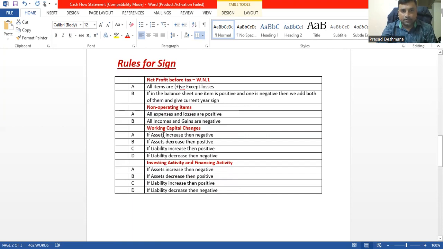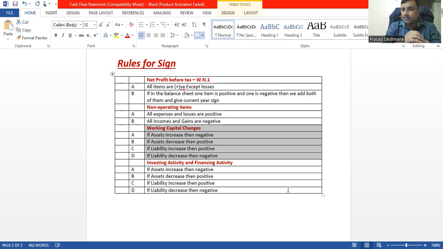Rules for the working capital. If assets increase, then negative. What is the logic? Asset increase, we just discussed that. Suppose last year inventory was 50,000 and current year inventory is 80,000. What does it mean? Why has it increased? Because you bought the inventory, correct? So when you are buying the inventory, the flow of cash is out, right? That's why it's negative.